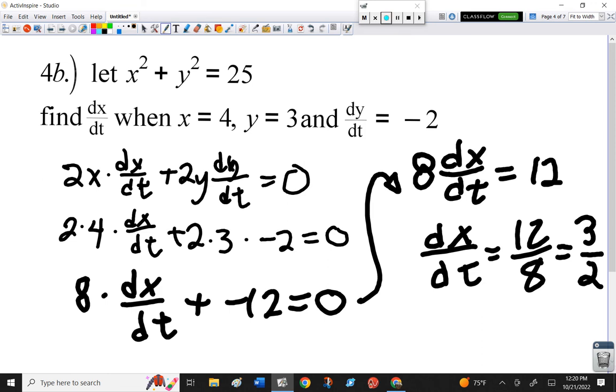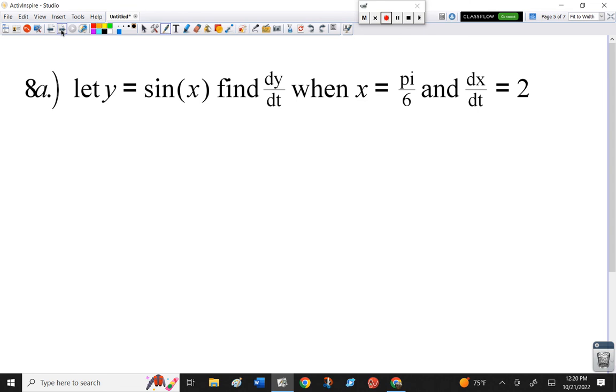All right. So there you have it. That's how you do these problems, believe it or not. They do get a little bit hairier. So let's look at the next one we're going to do. And guess what? It's good old trig, ladies and gentlemen. Good old trig. So here we go. Let y equal the sine of x. Find dy dt when x is pi over 6. Yeah, they didn't have the symbol for pi.